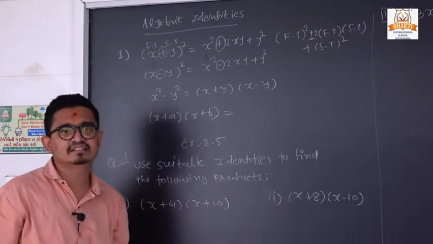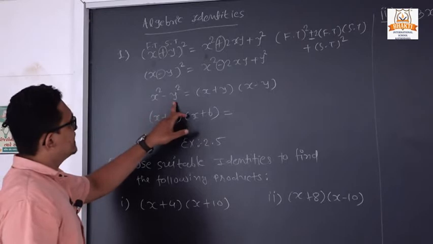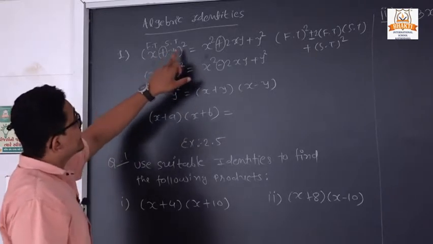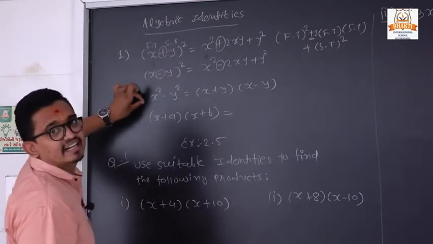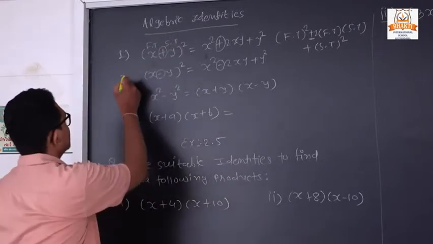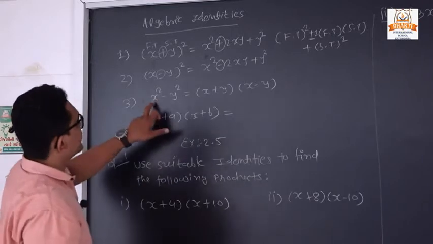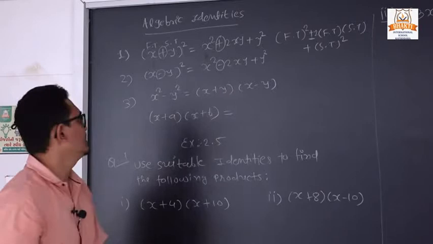Now the next: x square minus y square. Here both have a separate square, whereas in the earlier identities the bracket is raised to all square. That is the difference between these two identities and that one. This is our third identity. It is very easy: x square minus y square is equal to (x plus y) into (x minus y).